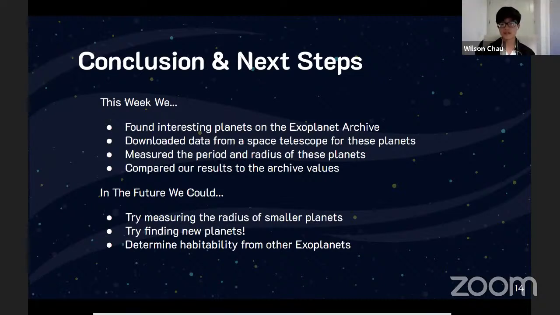So in conclusion, and a few next steps that we're planning: this week, we found some interesting planets on the Exoplanet Archive. We downloaded our data and used these planets from the Space Telescope. We also measured the period and radius of these planets and compared our results to a bunch of archive values made by other scientists. In the future, we're planning to use this method to try to measure the radius of other smaller planets, since most of our research was on these really large planets. And we could even try finding some new planets that might even be habitable from the conditions.